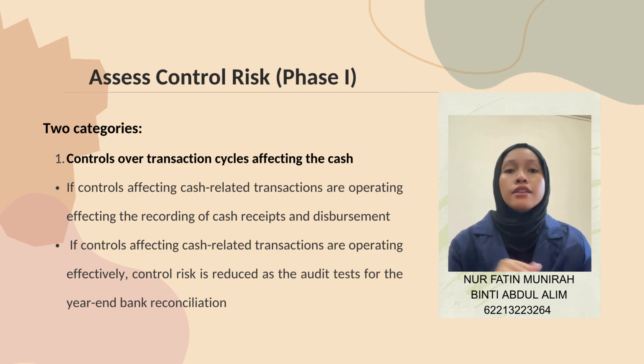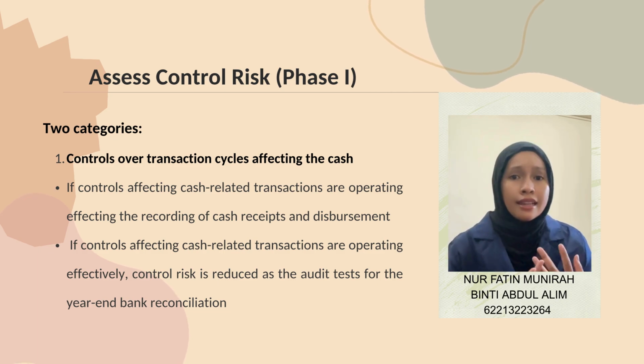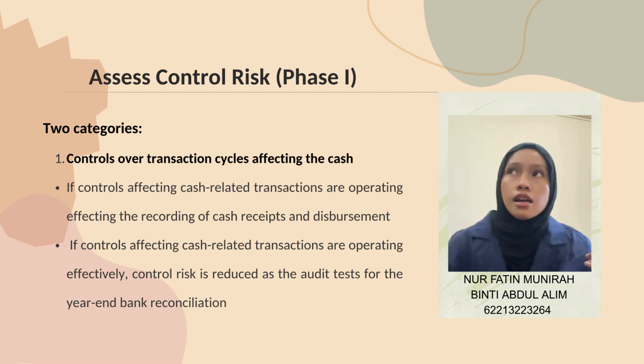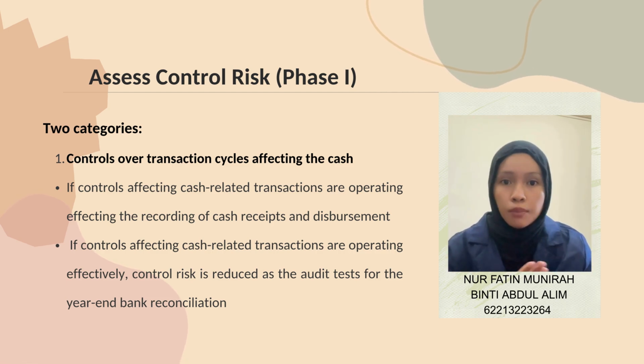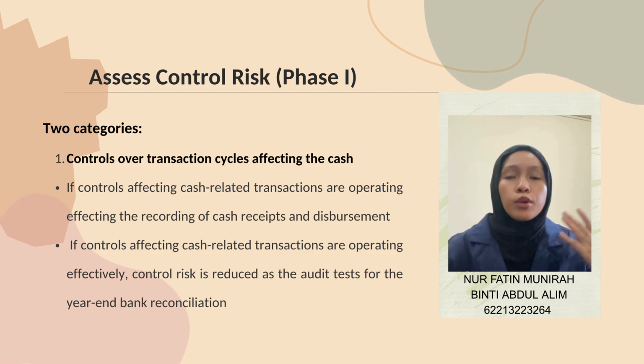So the first area involves control over the transaction cycles that affect cash. The first one is the sales and collection cycle, which governs how cash is received from customers. The second one is the acquisition and payment cycle, which covers how the company pays suppliers and bills. And the third one is the payroll cycle, related to employee compensation.